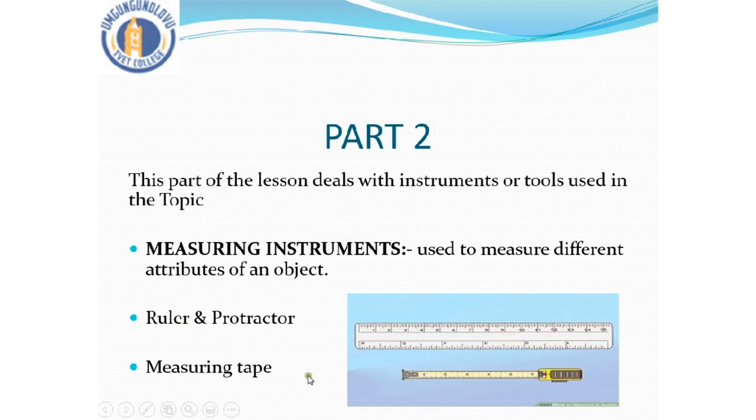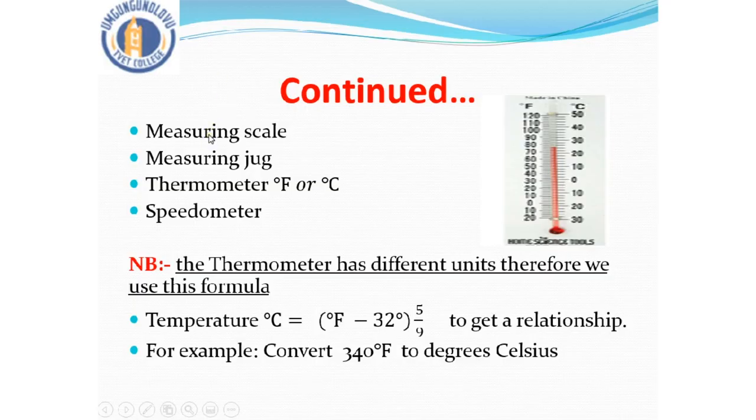Measuring tape, there is your measuring tape there. Measuring scale. In mathematics, we use scales to measure. When you want to measure weight or mass, for instance, you can use a measuring scale. Measuring jug is when you use a kettle or a liter bottle to measure the amount of water. Then the thermometer. The thermometer is calibrated or marked with Fahrenheit or degrees Celsius. Then the next one is the speedometer. The speedometer measures the speed found in cars, trains, etc.